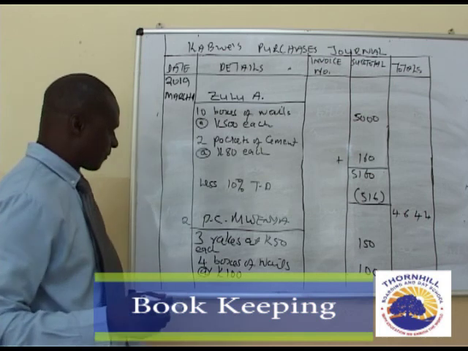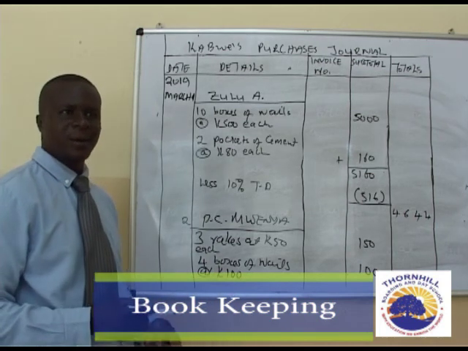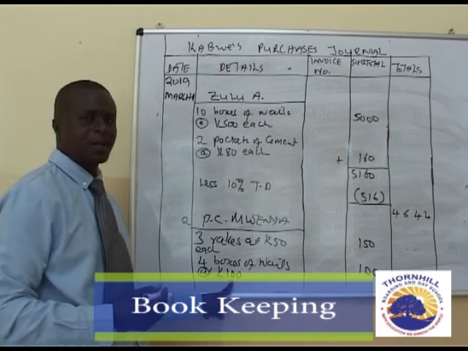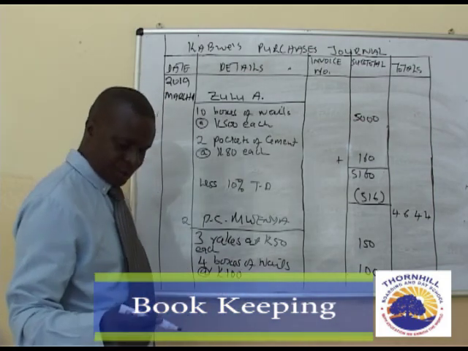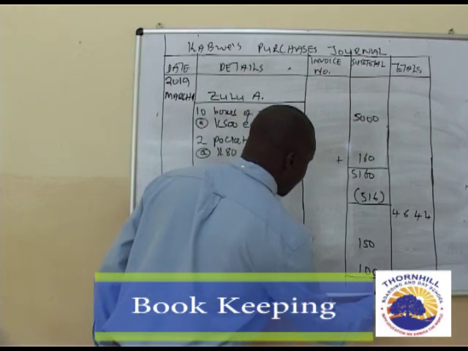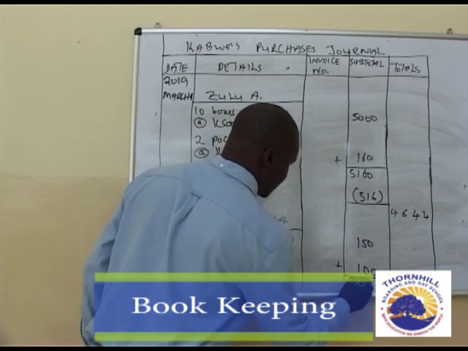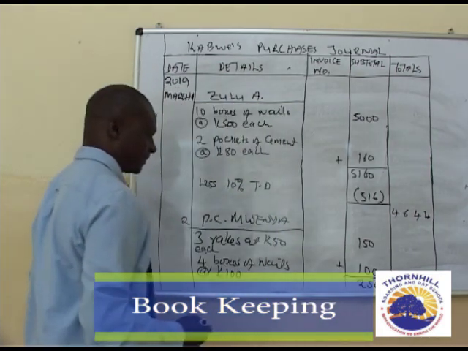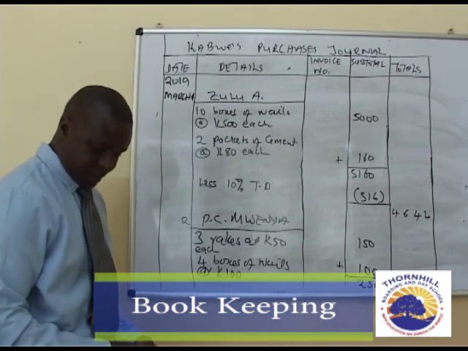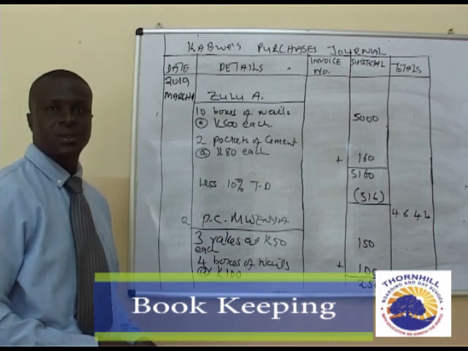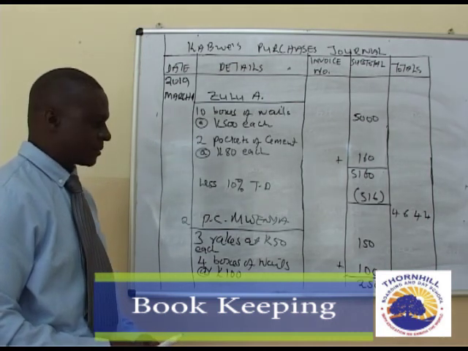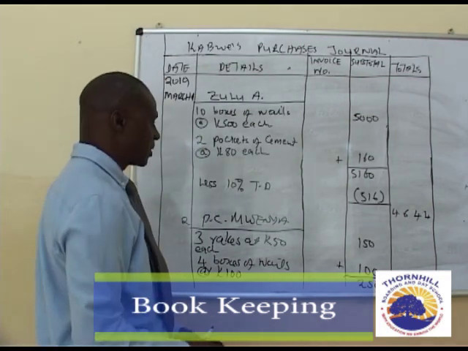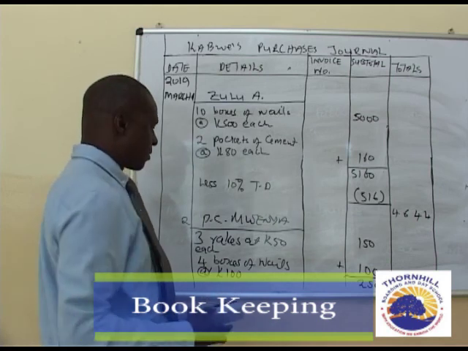So be careful. If there is a word each, you multiply. If the word each is missing, it means all of them were costing that much. Is that okay? Good. So now we get our total. Our total now is 250 kwacha. Now remember, the 2 items were subjected to a 20% trade discount. So we need to continue with our calculation.